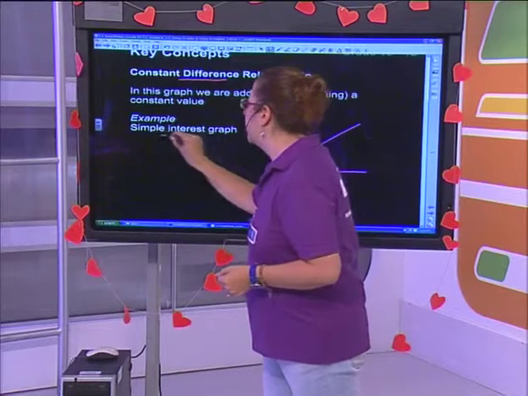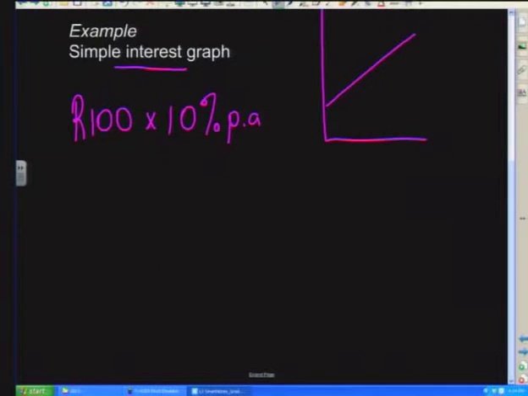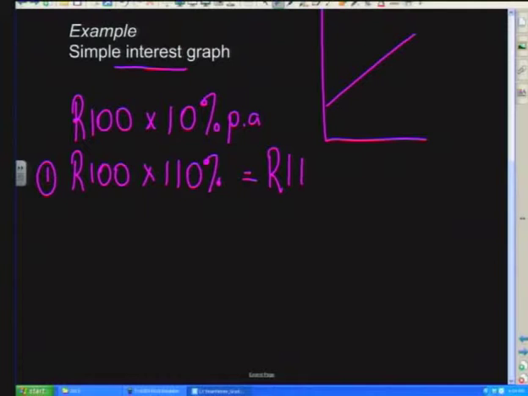A good example of this is simple interest. Let's take easy numbers. If I've got 100 Rand that I invest at, say, 10% per annum, simple interest, that means at the end of year one, I have my 100 Rand. I have increased it by 10%, so I'm going to do 110%, and I'm going to end up with 110 Rand.